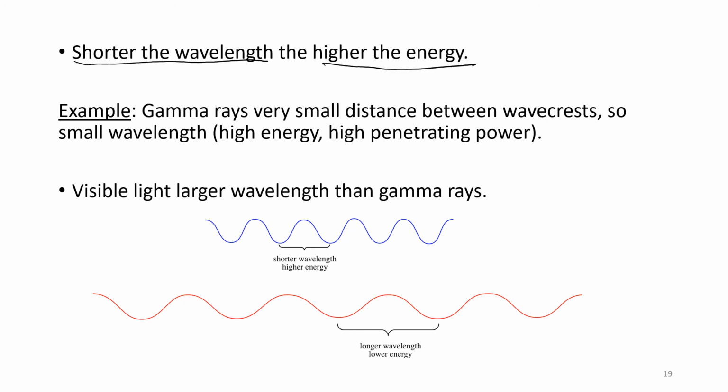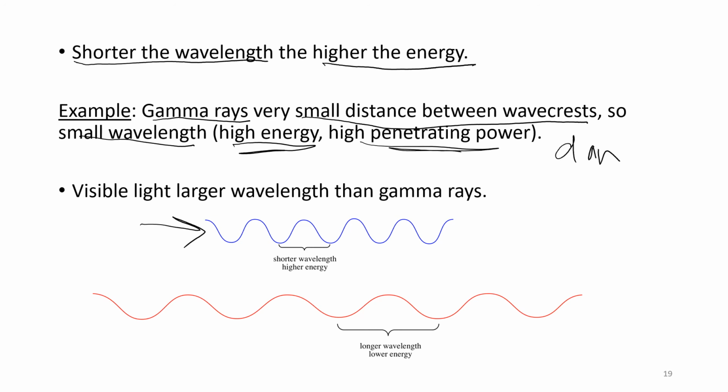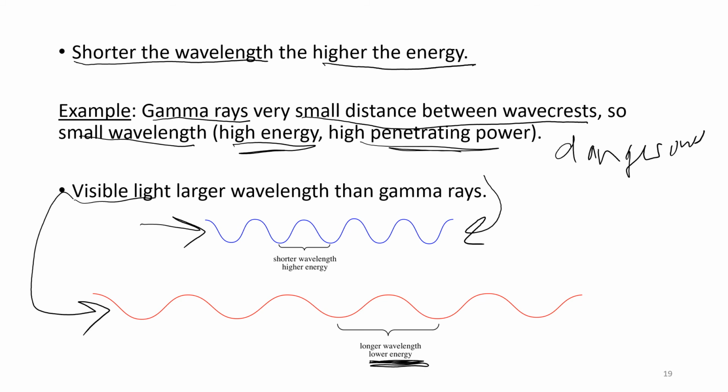So here's an example showing us again our gamma rays, which have a very small distance between the wave crests. So they have a small wavelength. Okay, that's our first one represented here. So they have very high energy, high penetrating power. They're going to be more dangerous to you. They could cause cancer. Visible light has a much longer wavelength compared to a gamma ray, which is the one at the top. So longer wavelength means lower energy. And again, visible light is not something we're concerned about. It's not dangerous at all.